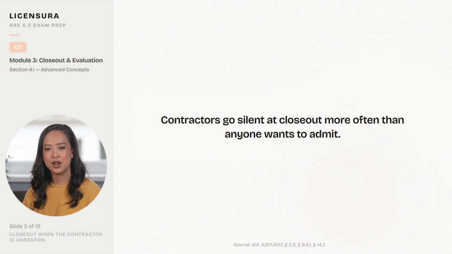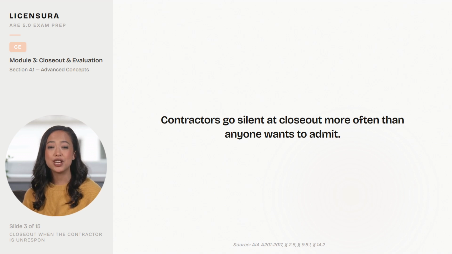Contractors go silent at closeout more often than anyone wants to admit. Final payment incentivizes completion, but once the contractor decides the remaining punch list is not worth the effort, or once they are having cash flow problems on a newer project, the job just stops. The punch list stays undone, phone calls go unanswered, and the owner is left with an 80% complete closeout that cannot move forward. A201 provides a specific escalation ladder for this situation.